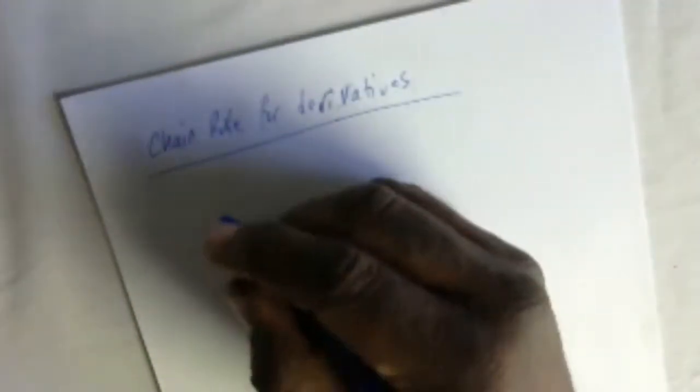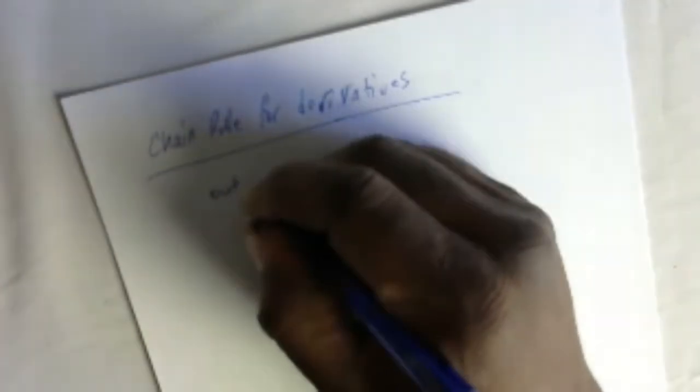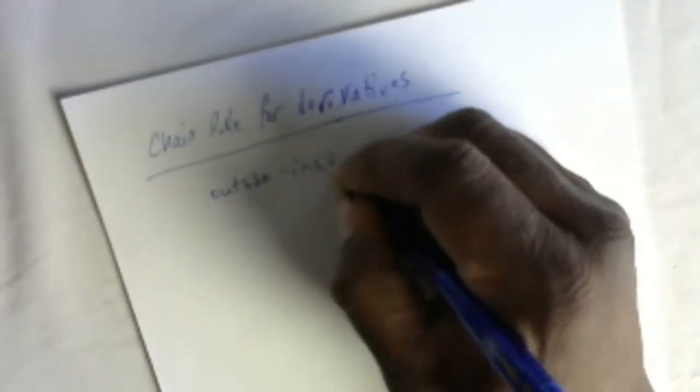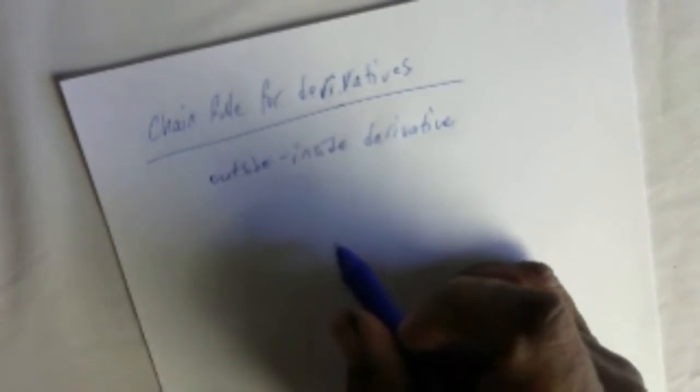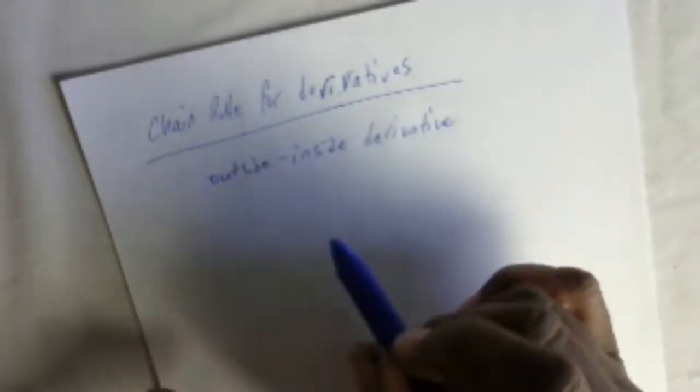So just as a review, the chain rule is the outside inside derivative. If you're dealing with a composition of functions, you take the derivative of the outermost function and multiply that by the derivative of the innermost function, and that in turn gives you the derivative of your function. So here's an example.